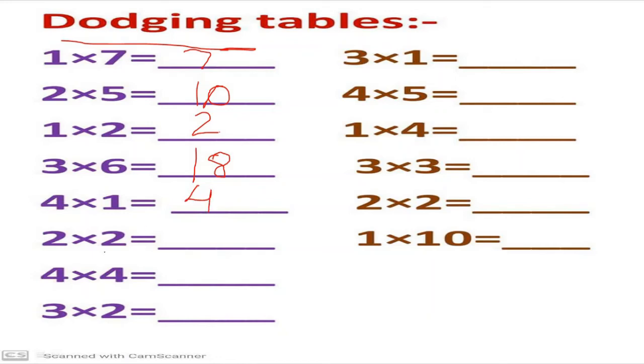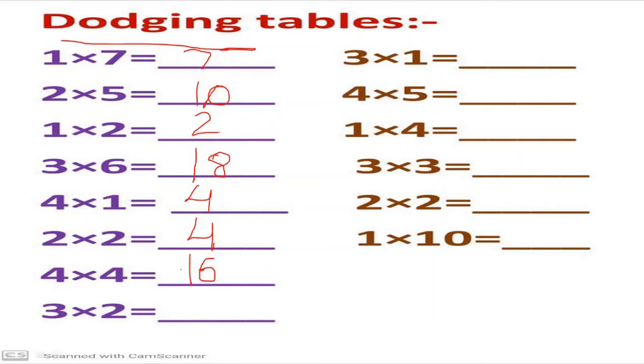Next is table of 2. So 2 ones are 2. 2 twos are, what will come? 2 twos are, yes, 2 twos are 4. Table of 4. Start counting. What will come? 4 ones are 4. 4 twos are 8. 4 threes are 12. 4 fours are, what will come? 4 fours are 16.